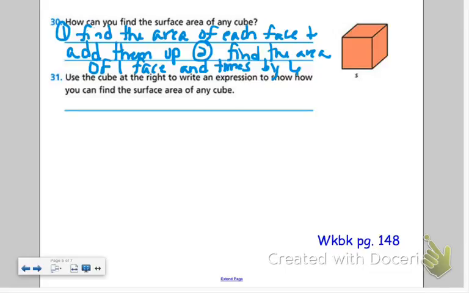So looking at number 31, use that cube at the right to write an expression to show how you can find the surface area of any cube. Well, it looks like they're using S to talk about the side length or the edge length. So I would have to do side times side, also known as side squared, just so you remember that, to find the area of one face. But then I would have to times that by 6 to get the area of all 6 faces. So side squared times 6. Or you could write it as 6 side squared, 6 times side squared.